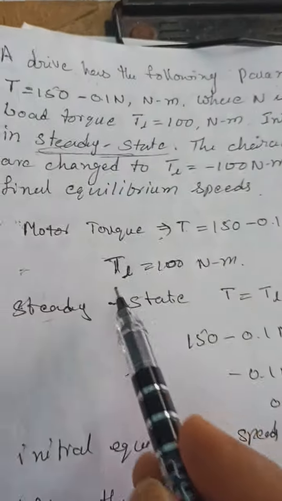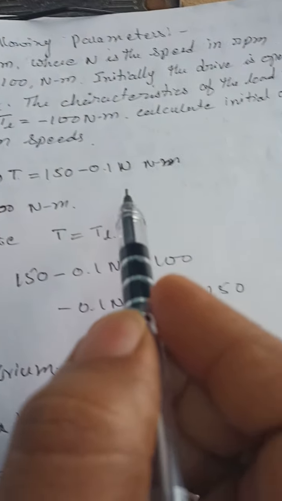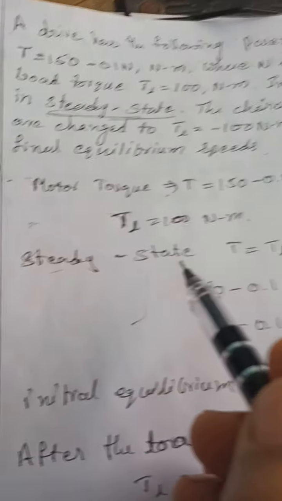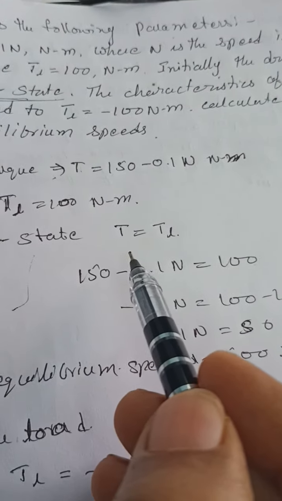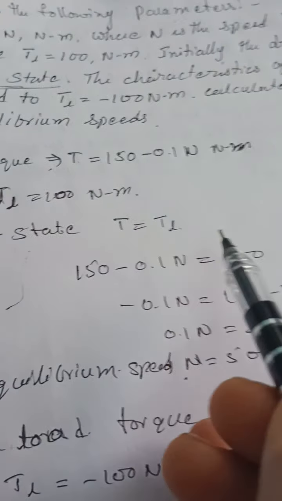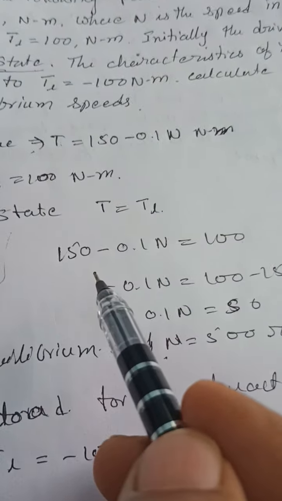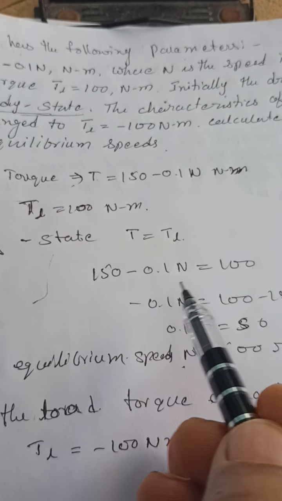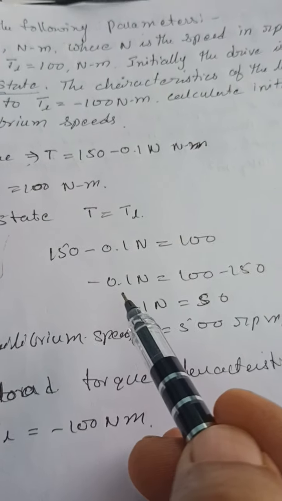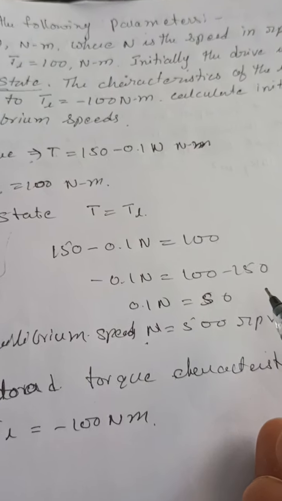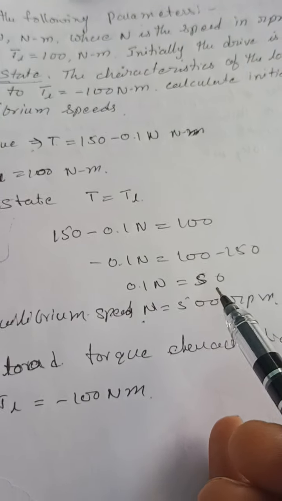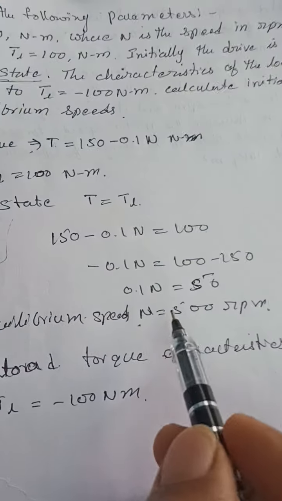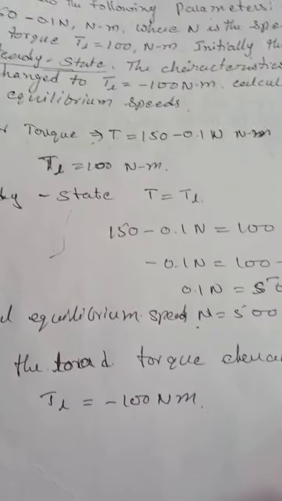So here the motor torque T equals 150 minus 0.1 n Newton meter and TL is 100 Newton meter. At steady state we know the motor torque equals the load torque. So equating, 150 minus 0.1 n equals 100. From this, minus 0.1 n equals 100 minus 150, you will get minus 50, and minus minus cancels. So 0.1 n equals 50. From this I will get n as 500 RPM. So this is nothing but the initial equilibrium speed.